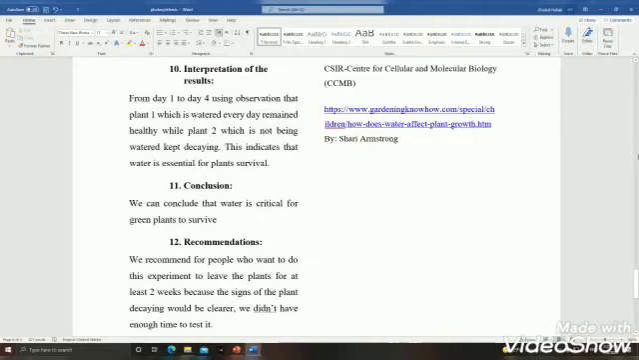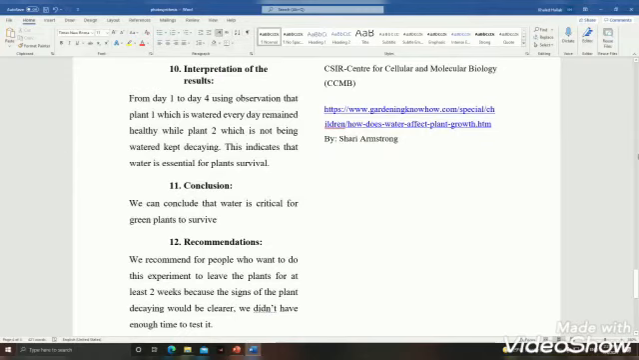Interpretation of the results. It is observable during day 1 to 4 that plant 1, which has been watered daily, remained healthy, while dehydrated plant 2 was starting to decay. As for the conclusion, this presents the importance of water for plant survival conclusively.